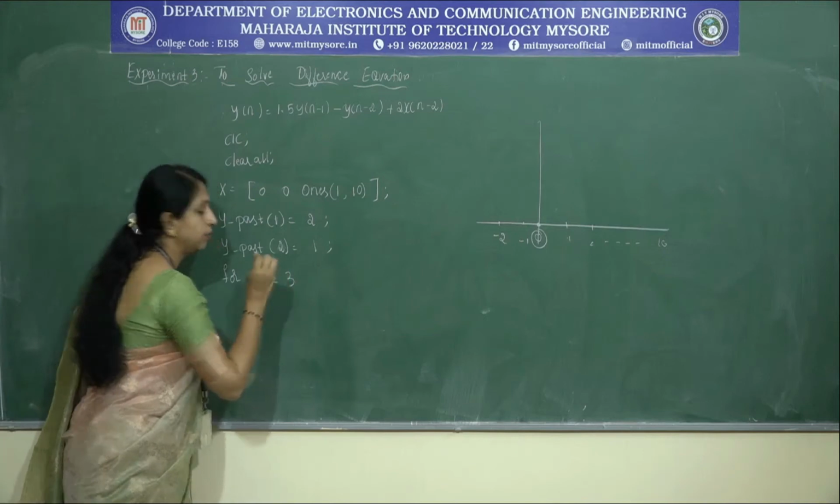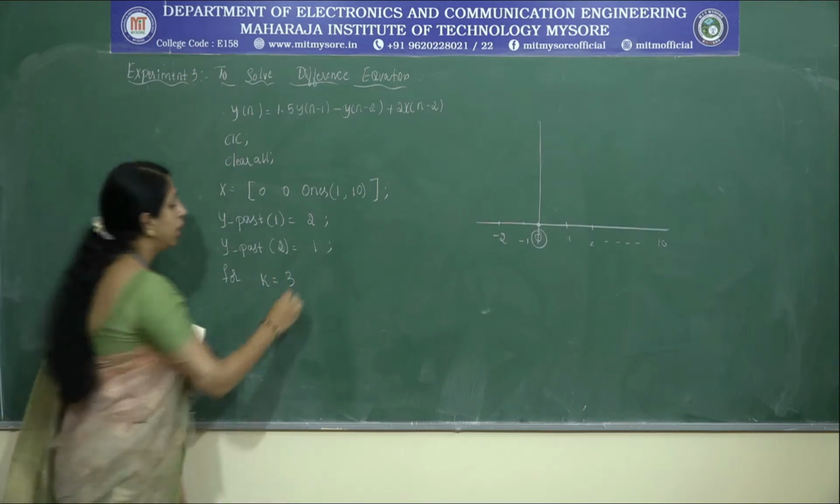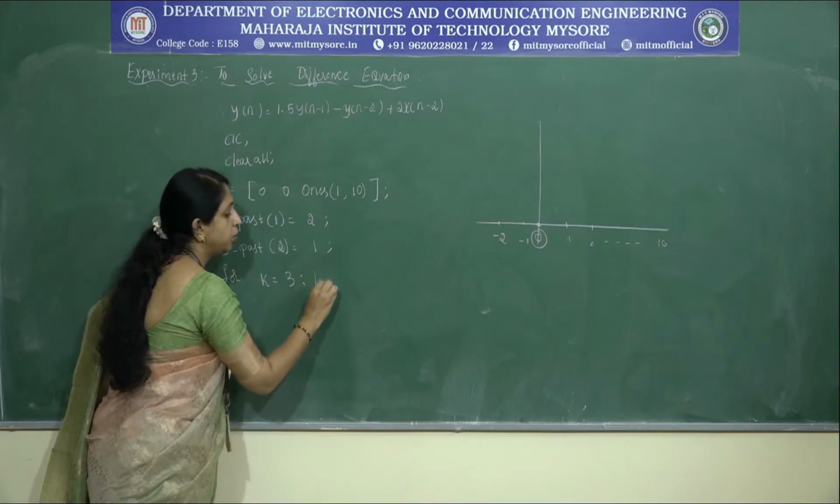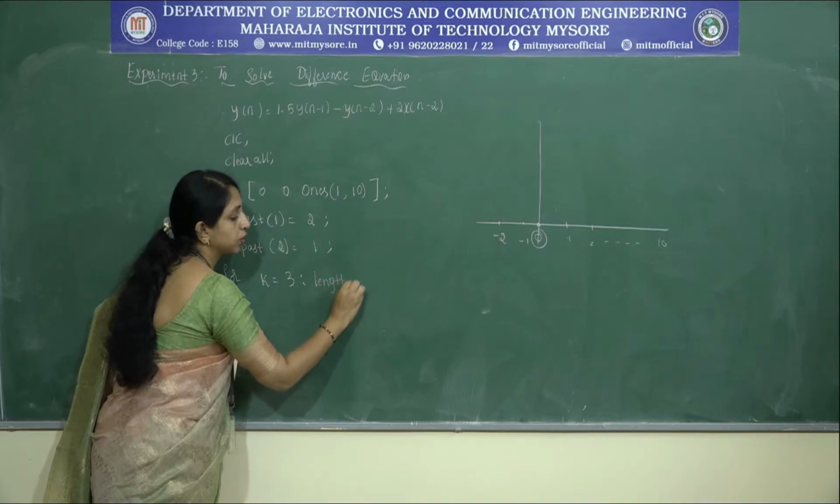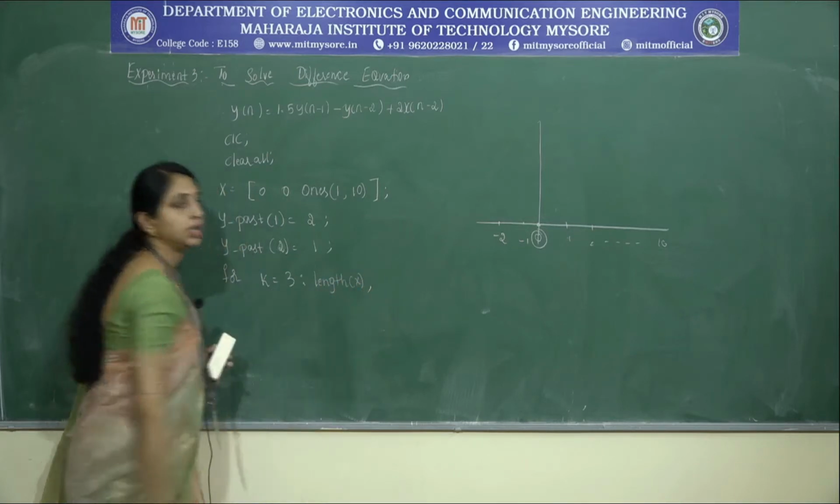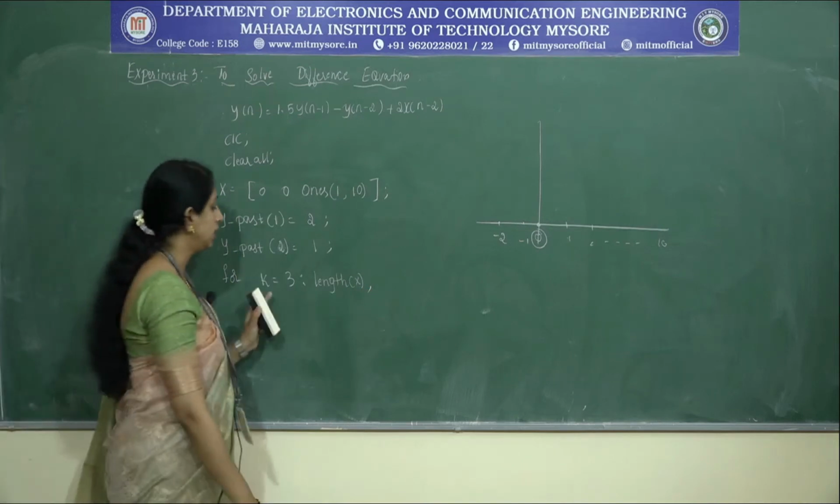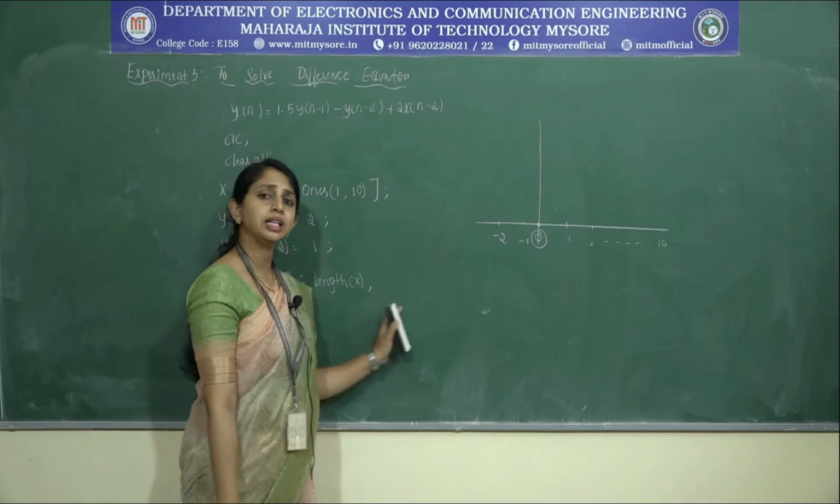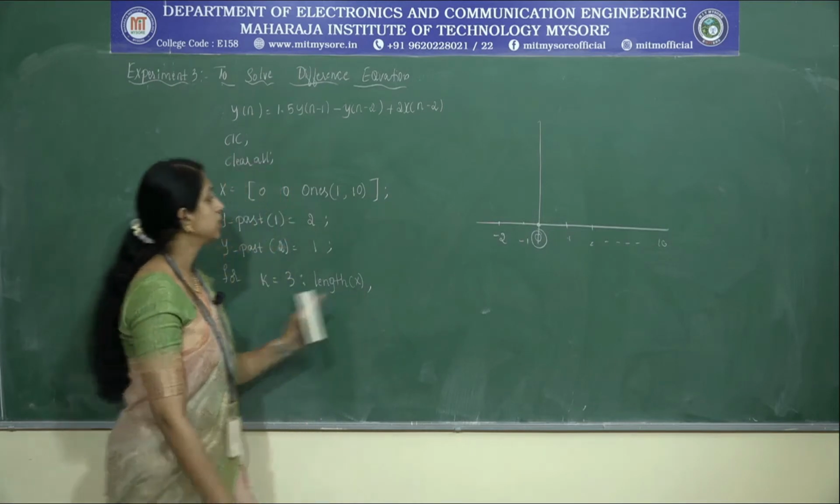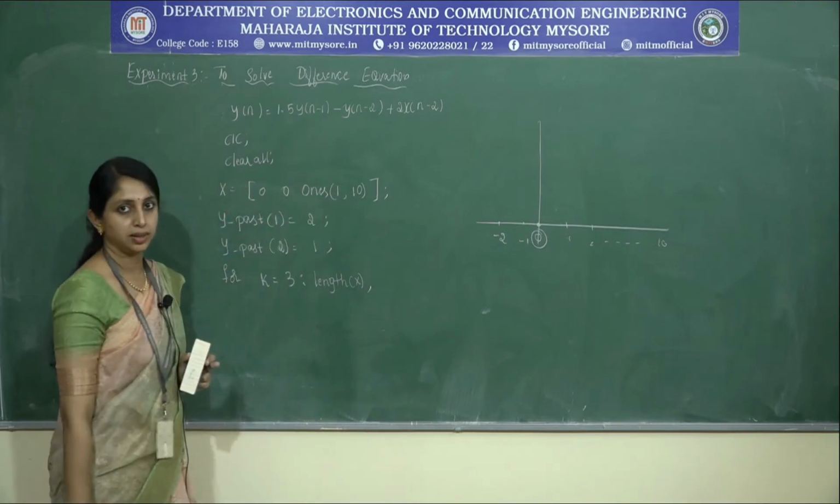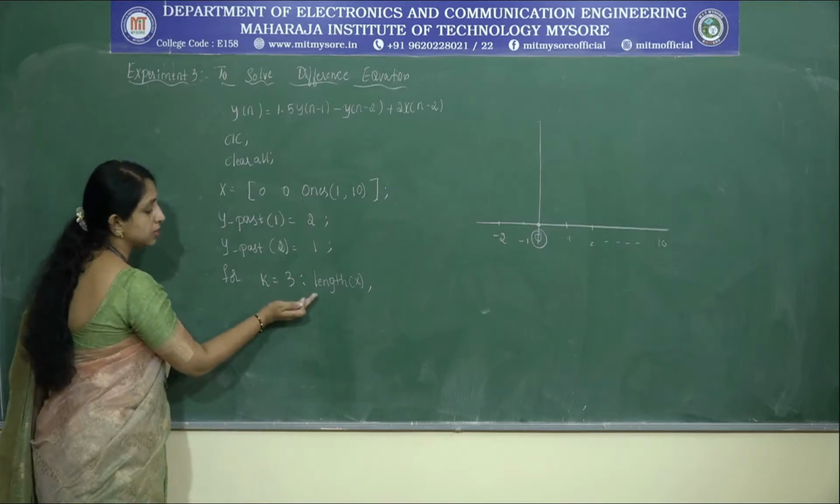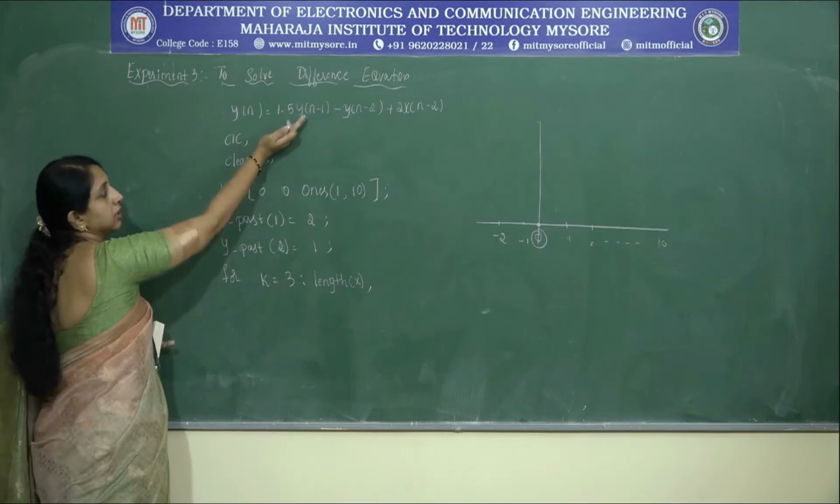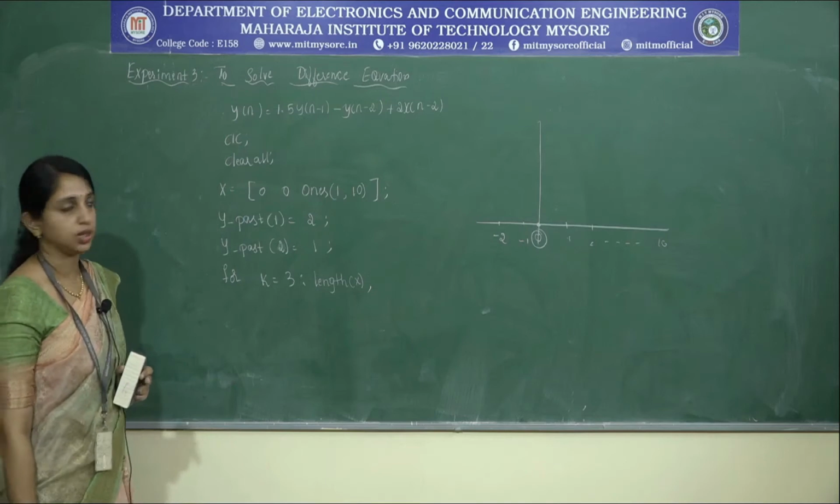Where does it have to start? From the 3rd position. Up to where? Up to the length of the input. Give it as length of x. It is starting from the 3rd position value and ending at the final length of the input, which we have taken as 10. Now, this for loop should contain the given equation.